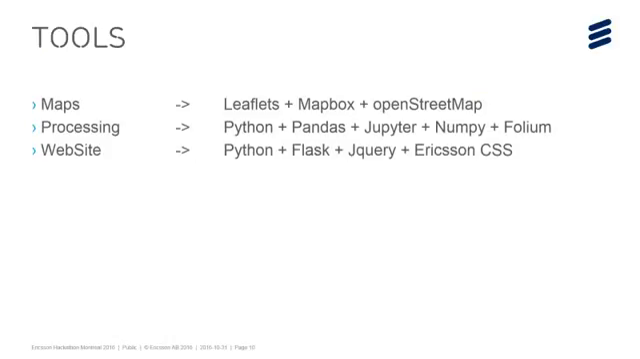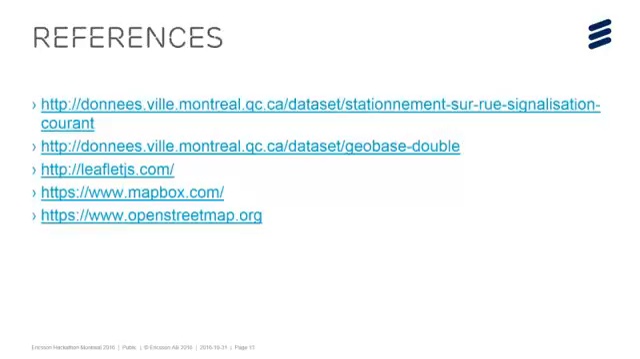Some of the tools we used for this project: for maps, we used the trio of Leaflet, Mapbox, and OpenStreetMap. For the data crunching, we used Python, Pandas, Jupyter Notebooks, NumPy, and Folium. And for the final website, we used Python, Flask, jQuery, and Ericsson CSS, obviously. Finally, some references if you want to dig further: the Montreal open data, Leaflet, Mapbox, and OpenStreetMap.